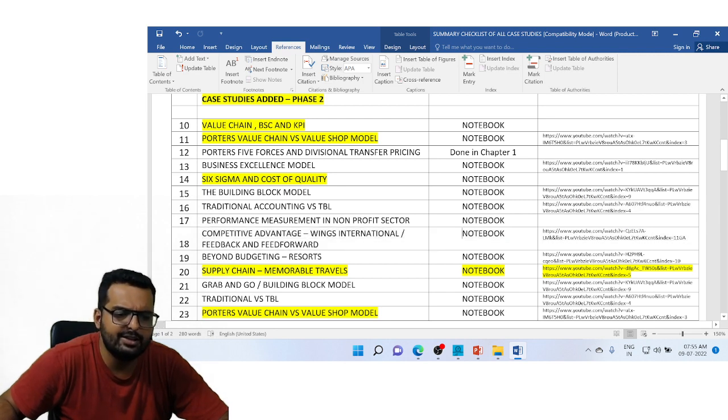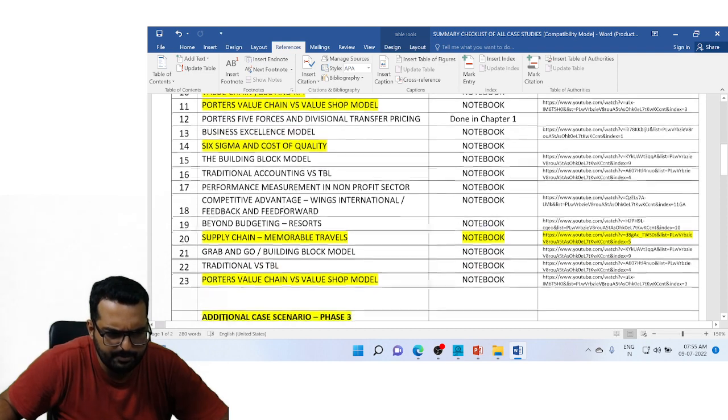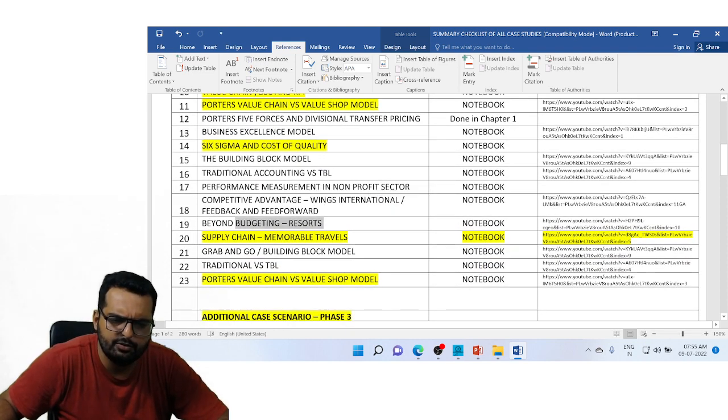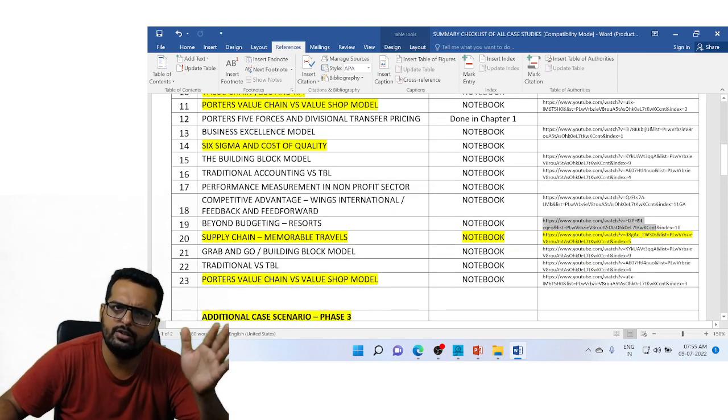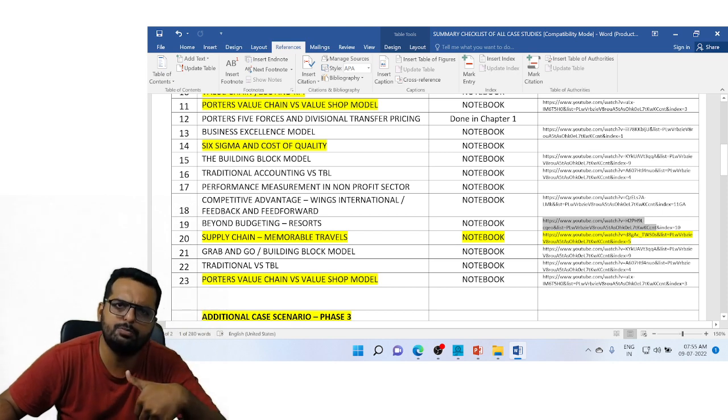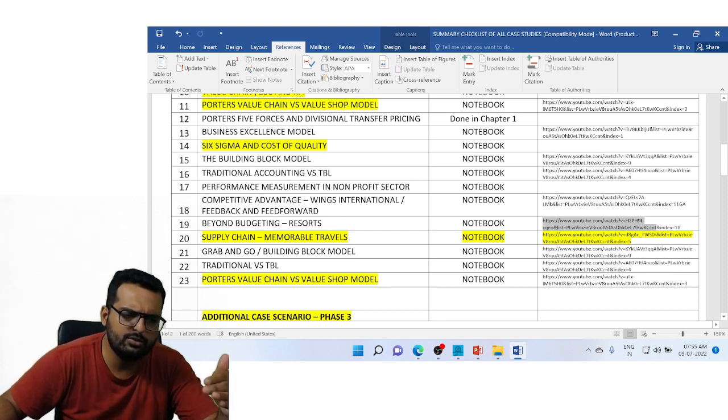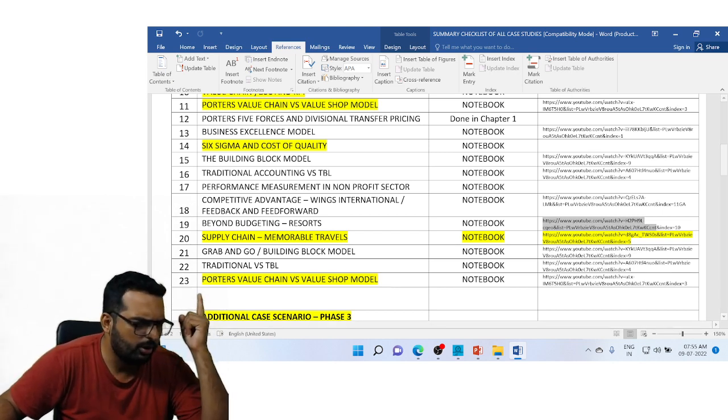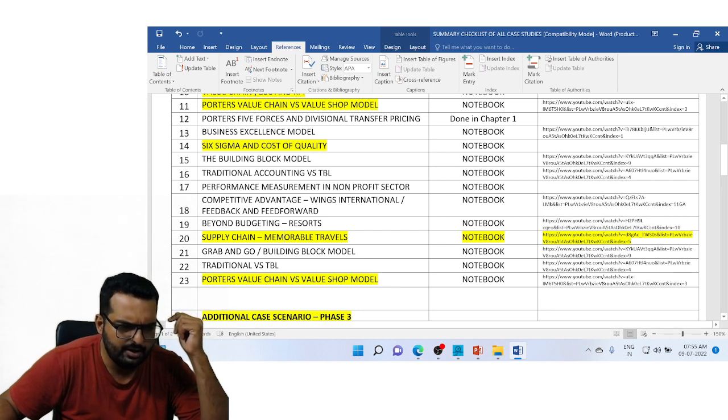This one we have not done. We'll do it now. Wings International is something similar to Kingfisher Airlines. We will do this now. Beyond budgeting, resorts we have done. They had a resort. They were trying to create a top-down approach budget. Then we told top-down is not good. You have to go for bottom-up. Am I right? The supply chain we haven't done. We'll do this. Building block we have done.